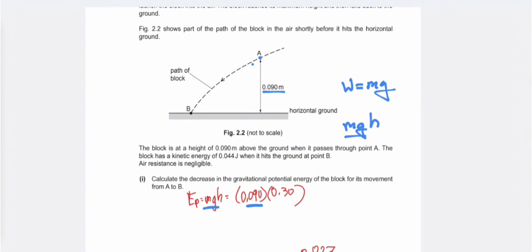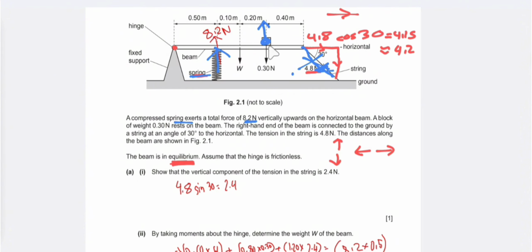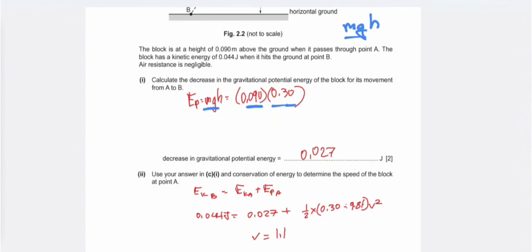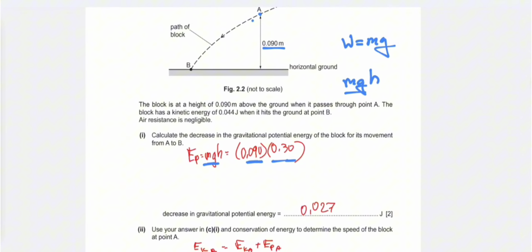And we know that the weight of the block is 0.30 Newton. Sorry, this is 0.30 Newton, not 30. So the block has a weight of 0.30 Newton, that means mass times gravitational field strength is 0.30, and the vertical height is 0.090. So what is the decrease in gravitational potential energy? That is mass times gravitational field strength times height, that is 0.027 to 2 significant figures.